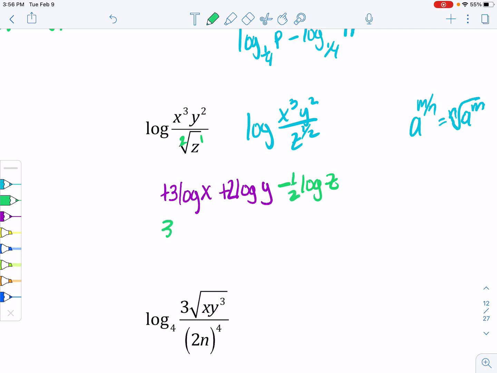So you could write it like that, or this would also be acceptable, where you do minus log of z divided by 2. So either of these would be fine answers. Again, you don't need that positive there. That's just to help show my thinking: this was in the top, so it's positive.